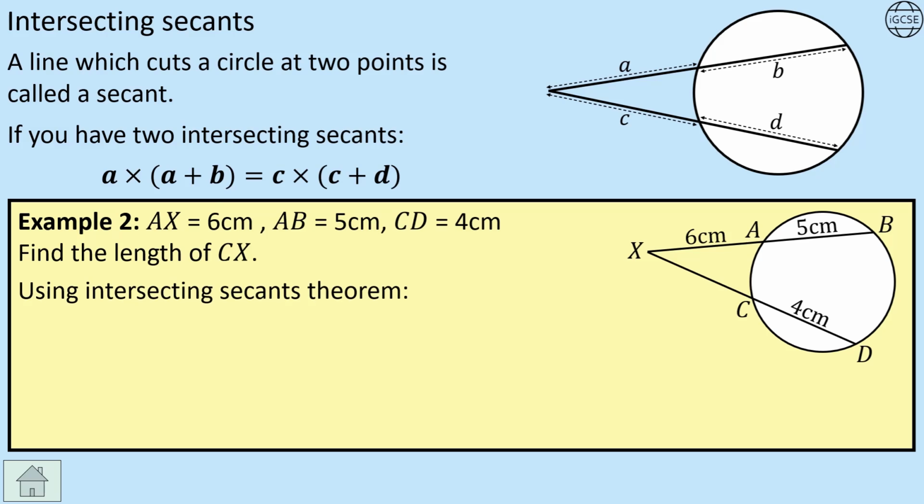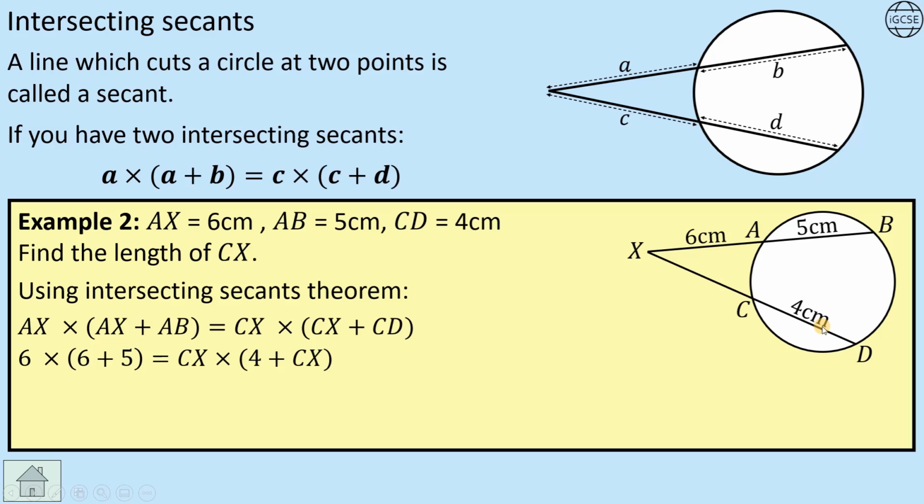So when I put the values in, same as before, I've got AX times AX plus AB. It's the same for the top one. And then the bottom one, I've got CX times CX plus CD. All right, like before. But when I put the values in, you'll notice a slight change here. This bit looks the same, but over here I've got CX in both of these.